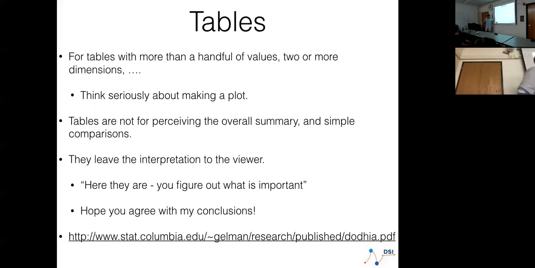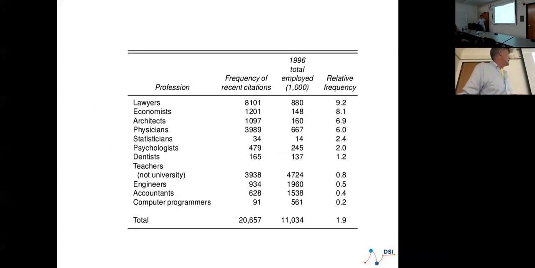Andrew Gelman, a well-known political scientist and statistician, very much established in both, has a paper saying we really should do what we tell everyone else to do, which is not present tables in our statistics papers and then tell everyone else to make plots. It's a nice paper that shows how you can transform complex tables into much better plots. Here's a table from Andrew's paper. What do you pull out here?